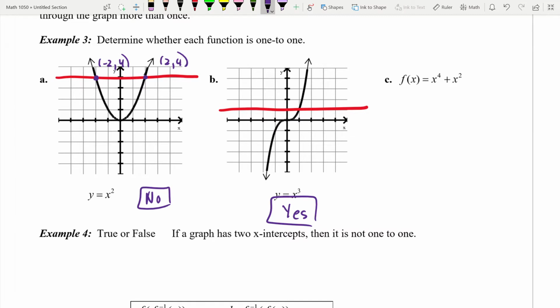I don't know what this graph looks like. You guys are so smart, we could take the time to graph it. I know you could do it. But do I really need to? Here's the dominating exponent, right?